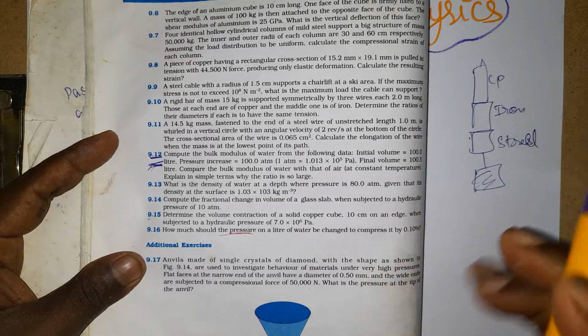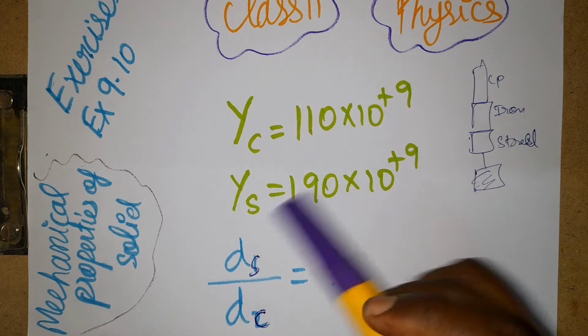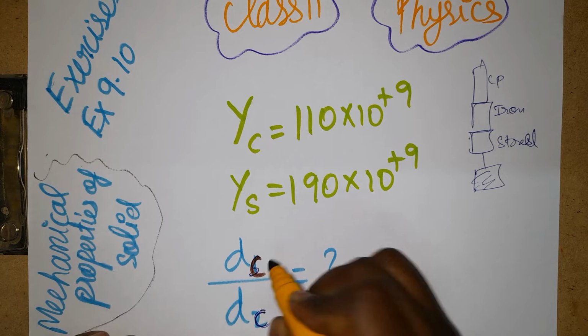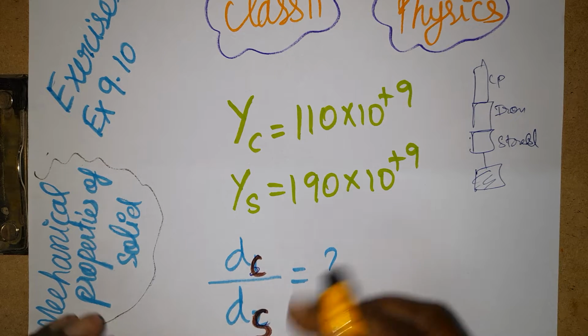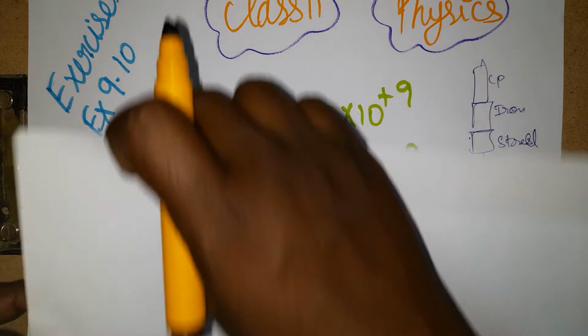There are 3 wires, iron, copper and steel wire, connected. They want the ratio of the copper wire diameter versus the steel wire diameter. This is the ratio they want, the diameter ratio. They have given the Young's modulus of copper wire and steel wire.